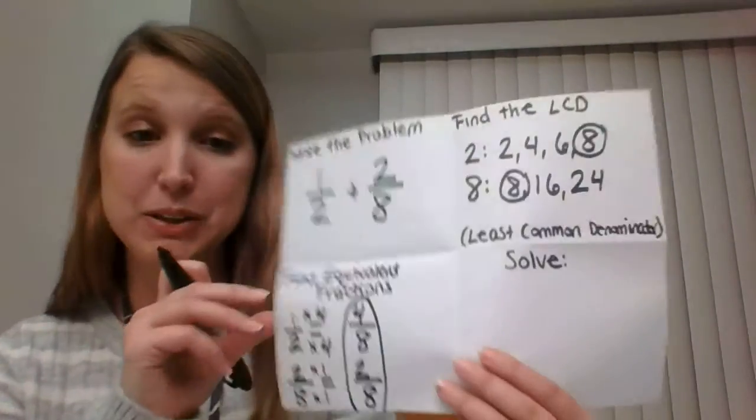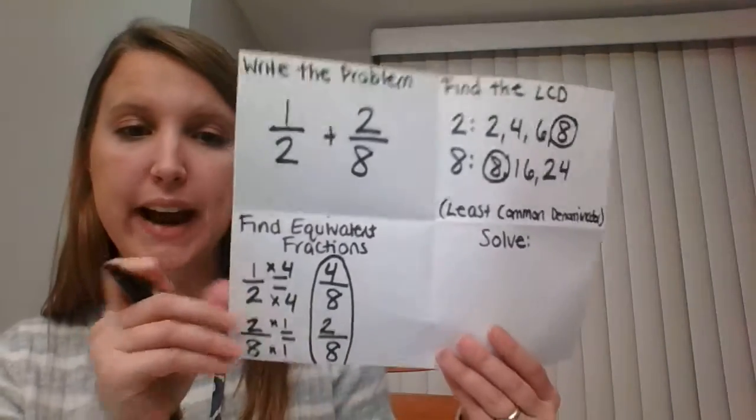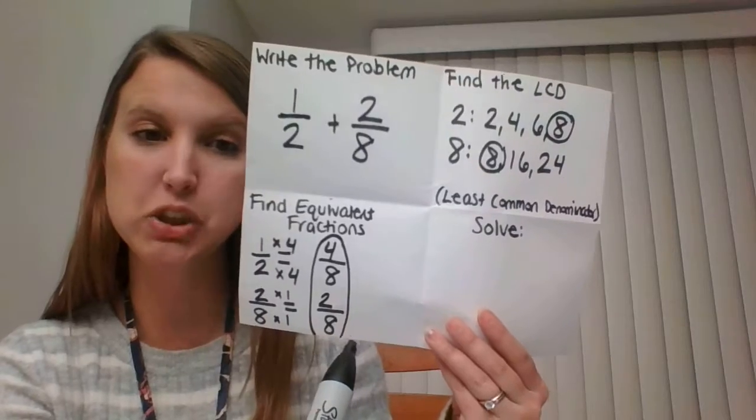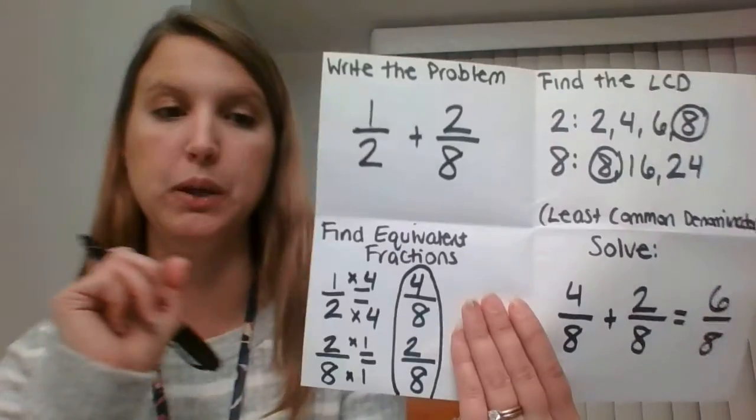Now it's actually time to solve. You're almost done. I'm going to go ahead and add my equivalent fractions. 4/8 plus 2/8, and I'm going to write that in my solve box. Well, I know since my denominators are the same, I leave my denominator 8, and 4 plus 2 equals 6.